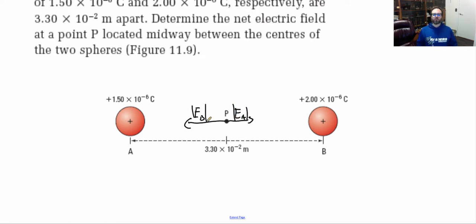So we're going to have to subtract the two electric fields at this point. We know the distance from them is the same, but B is stronger than A, so its field line is going to be a bit bigger. So let's try this out. First, what are we given?